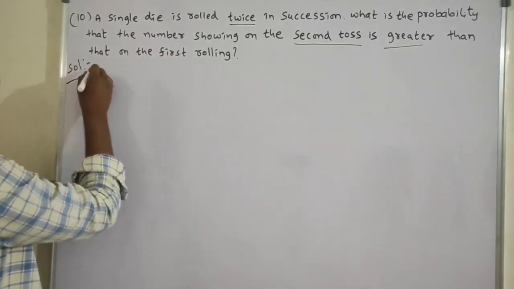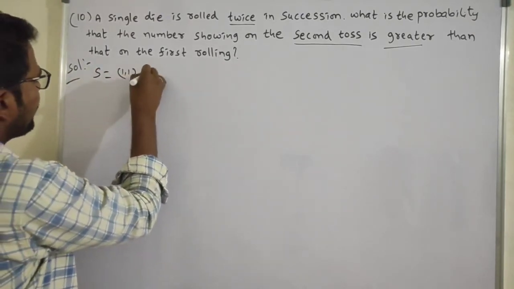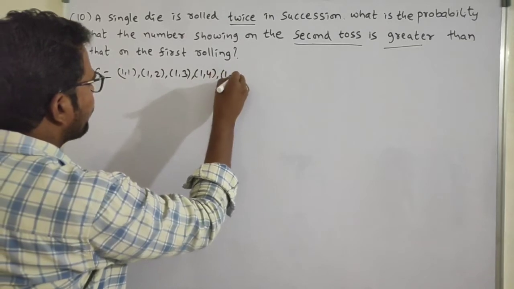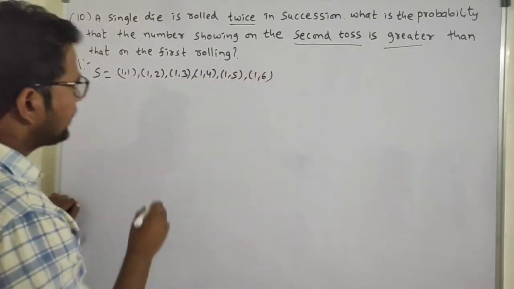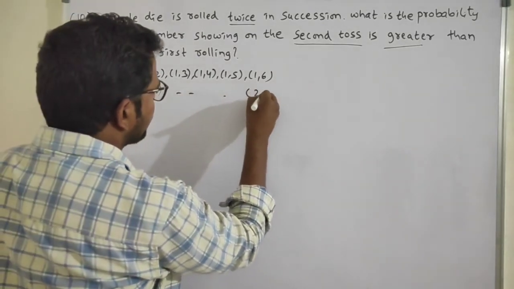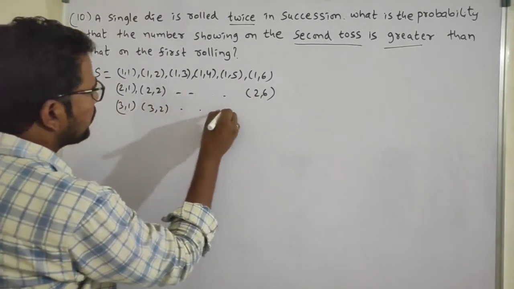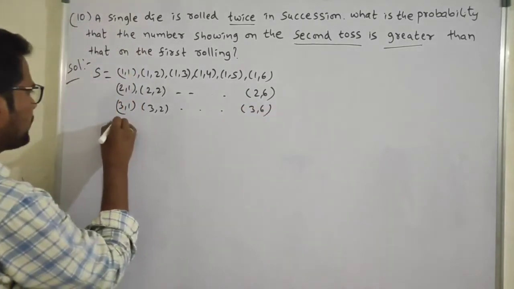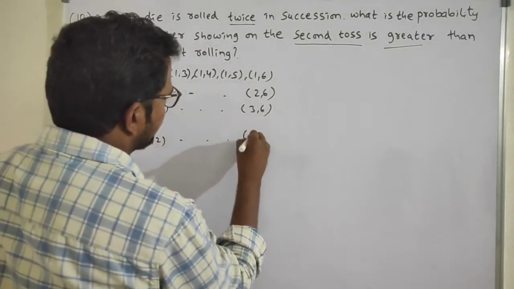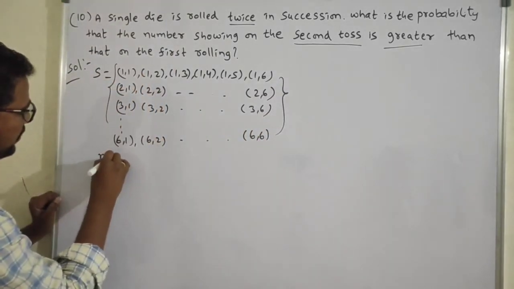So what is the sample space? Rolling 2 times, S is equal to 1 1, 1 2, 1 3, 1 4, 1 5, 1 6, and similarly 2 1, 2 2, and so on up to 2 6. Then 3 1, 3 2, up to 3 6. Similarly 6 1, 6 2, up to 6 6. Total results N of S is equal to 36.